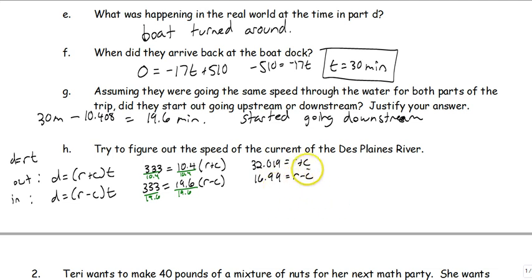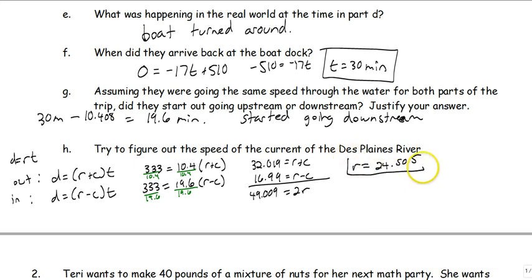Well, now we have a system of equations. And this is nice for elimination. If you guys can see that, the C's will cancel if I add down. So what I'm doing then is adding the two numbers together. So I get about 49.009 equals 2R. So the rate is equal to 24.505.